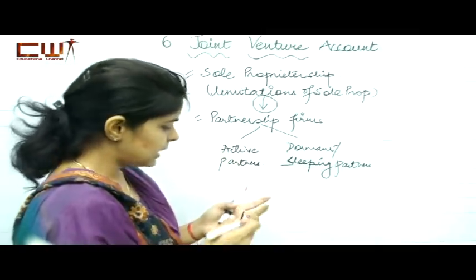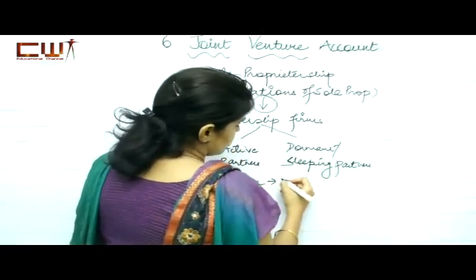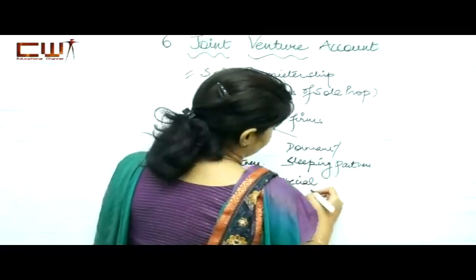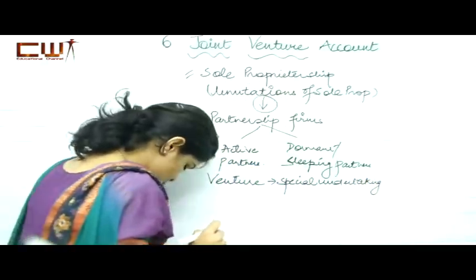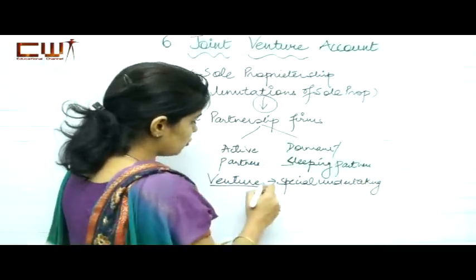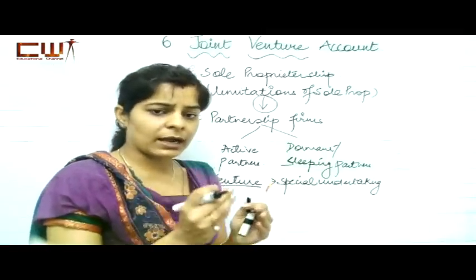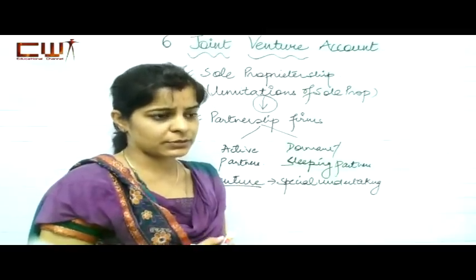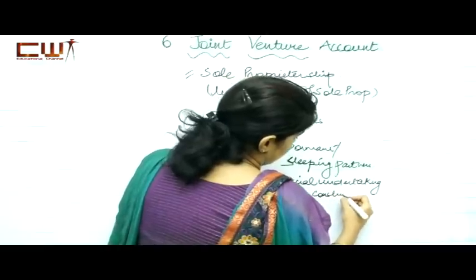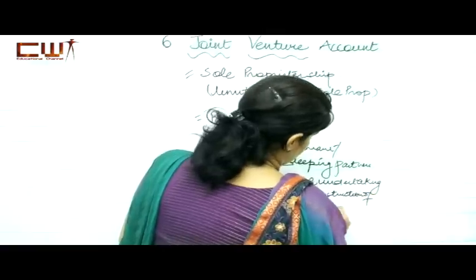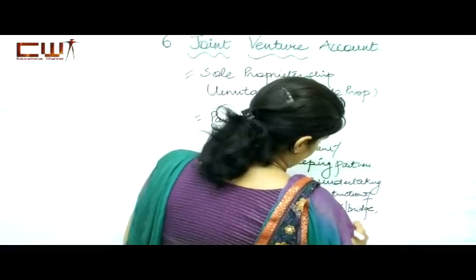So joint venture comes from the word venture. Venture means a special undertaking, right? You have a special undertaking that is known as a joint venture. That means a few people have come together for a special undertaking, for a special purpose. An example would be construction of a road or a bridge or a dam, etc.